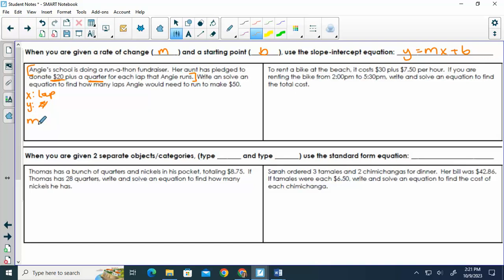We need M and we need B. So we have to decide which one 20 is. The M is repeated. A lot of times we might see the word per, but we know we get that payment more than once. Is the $20 multiple times or one time? One time. And a quarter. So what would I put for my M? 0.25. All right, so everybody should have that written down on their paper. I want to know what x is in words, what y is, M and B. So now my equation would be what?